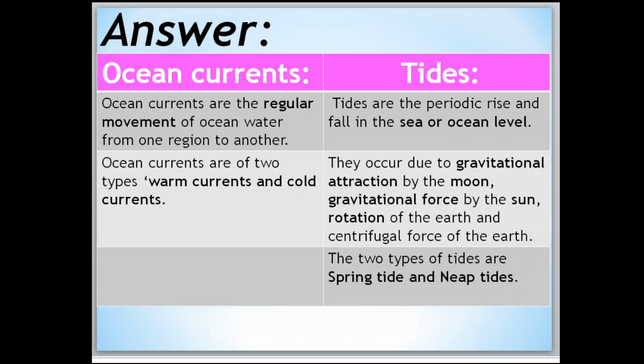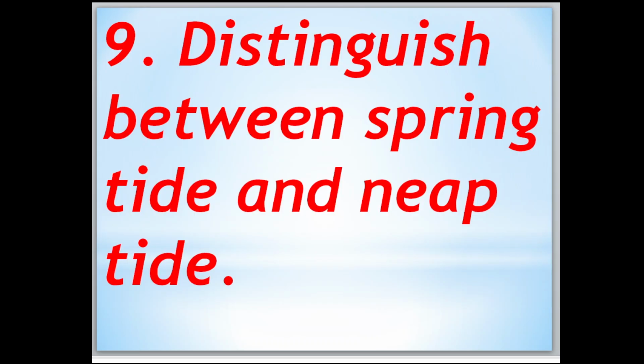But tides occur due to the gravitational attraction by the moon, gravitational force by the sun, and centrifugal force of the earth. The 2 types of tides are spring tides and neap tides.